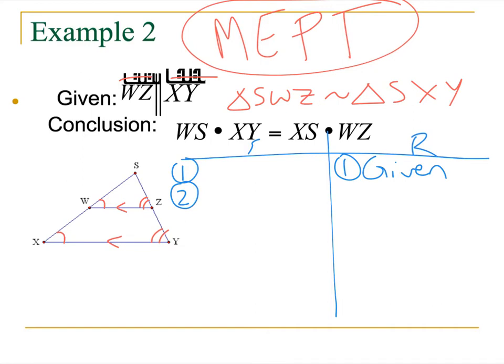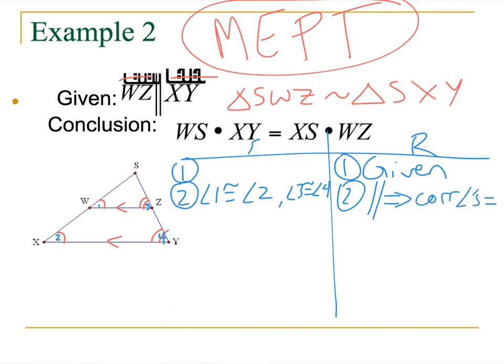So, how about we call this angle 1, 2, 3, and 4. So we got angle 1 is congruent to angle 2. Angle 3 is congruent to angle 4. And my reason is, if parallel lines, then corresponding angles are congruent.